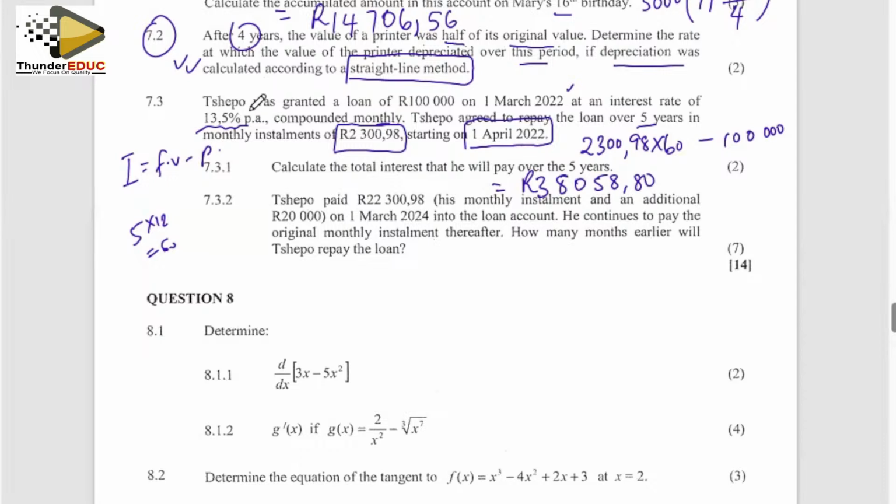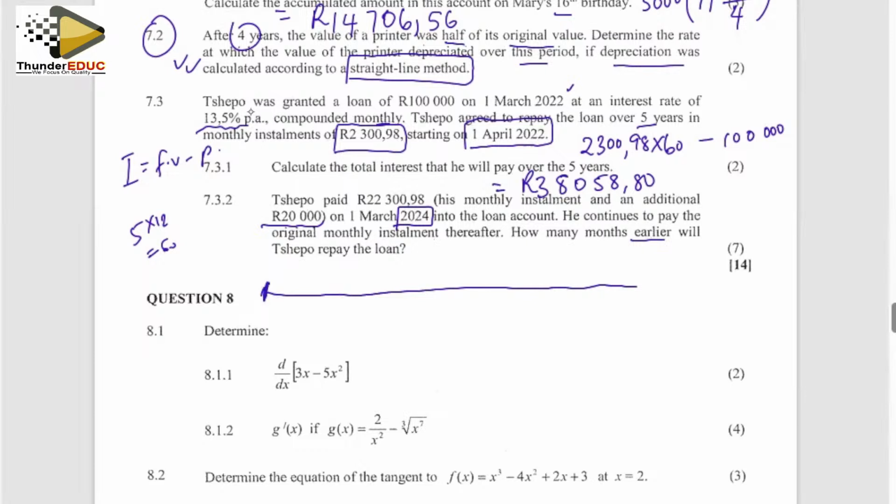7.3, 7 marks. Tepo paid 22,300.98, which means it was the monthly installment and some additional amount of 20,000 on the 1st of March 2024 into the loan account. He continues to pay the original monthly installments. After how many months earlier will Tepo repay the loan? Let me try to have something like a timeline here.